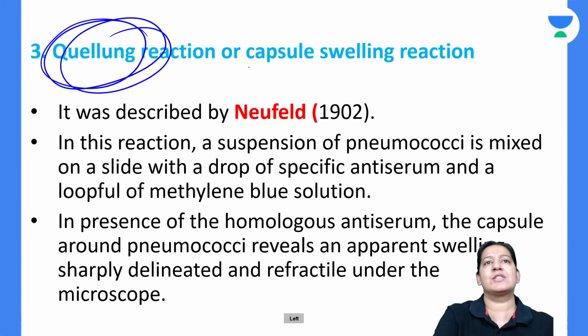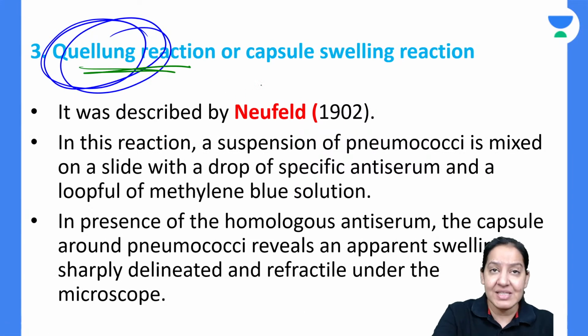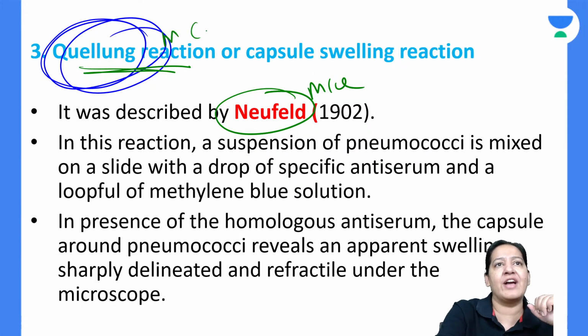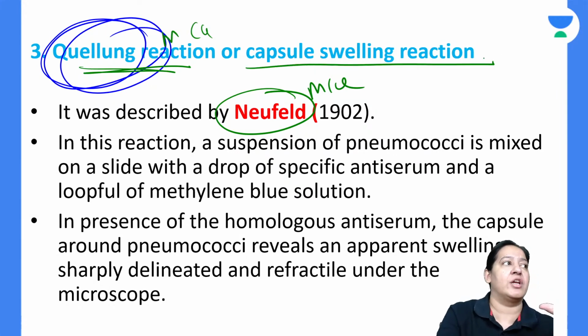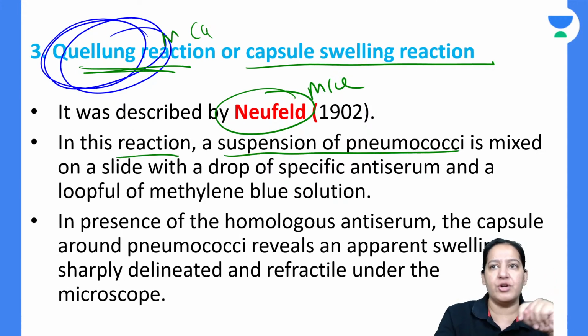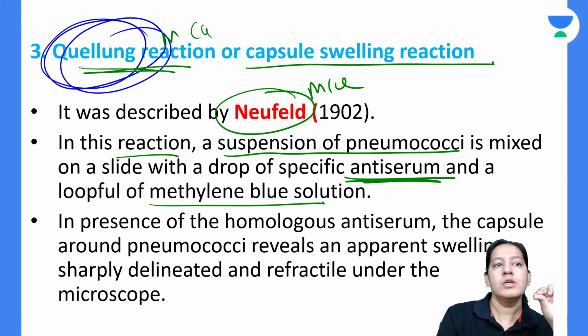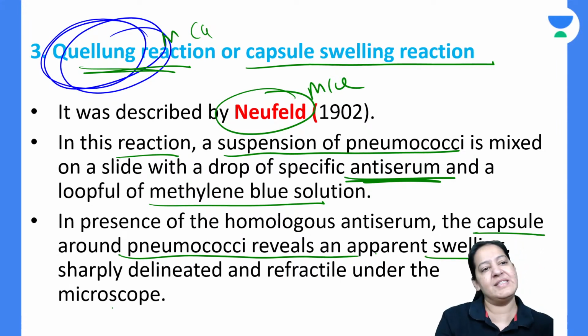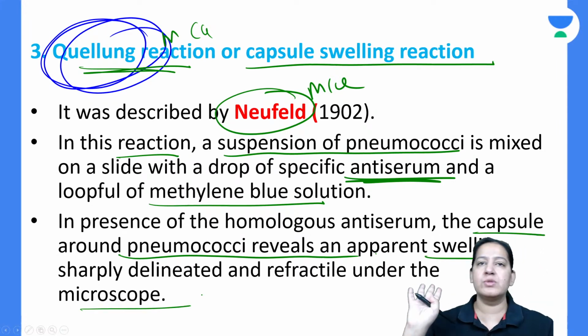This reaction is known as the Quellung reaction. It was discovered by a scientist, Neufeld. It may be an MCQ: what is the principle of the Quellung reaction? It is a capsular swelling reaction. You are swelling the capsule of the pneumococcus. In this reaction, we take a suspension of pneumococcus and mix it with a specific antisera against the capsule. After doing so, we put the dye, methylene blue. Then the capsule around the pneumococcus will be swollen and it can be seen under the microscope. This reaction is known as the Quellung reaction.